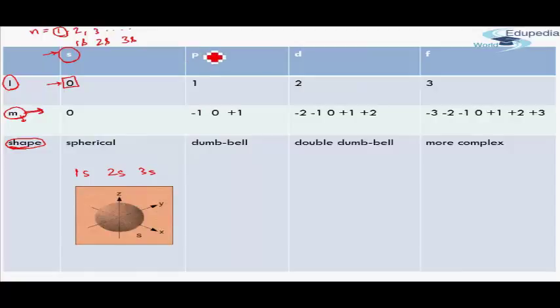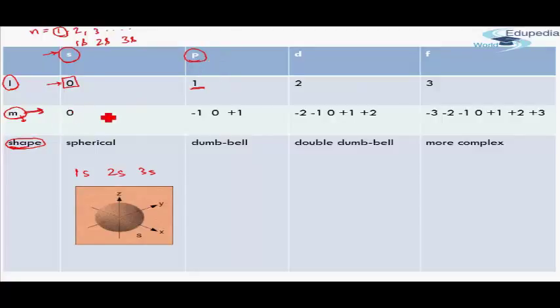Then there is p orbital. Once again there can be various p orbitals like 2p, 3p and so on. For all p orbitals, the value of azimuthal quantum number is always 1. So l equal to 1 means the orbital we are talking about is going to be a p orbital.